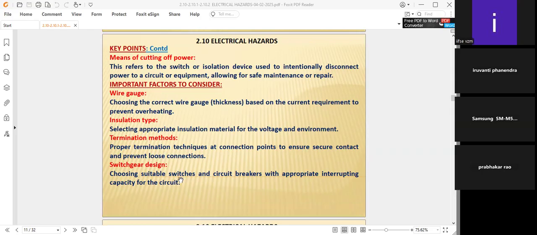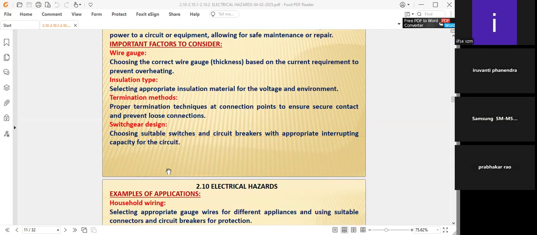Switchgear designs: choosing suitable switches and circuit breakers with appropriate interrupting capacity for the circuit. Where the switchgear unit is there, the electrical circuit breaker is there. Immediate tripping is necessary to indicate where the high voltage sensor is. You have to see whether high voltage or high current is there. You have to have a facility to switch gear or to regulate the voltage or the current flow, and all of it has to be properly designed.